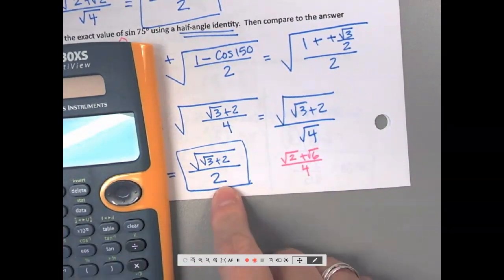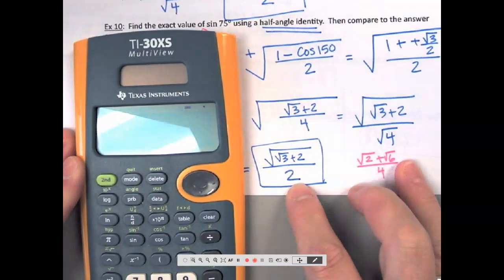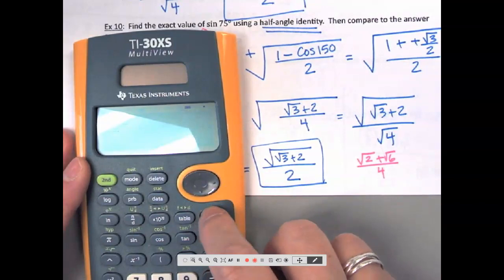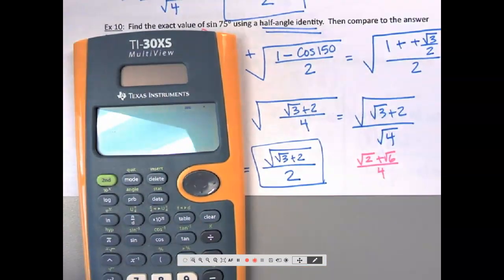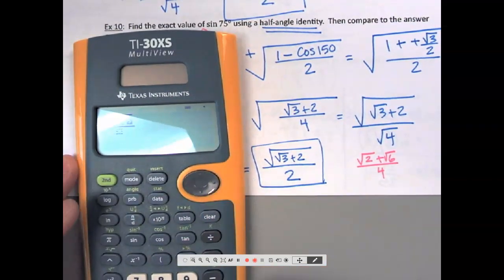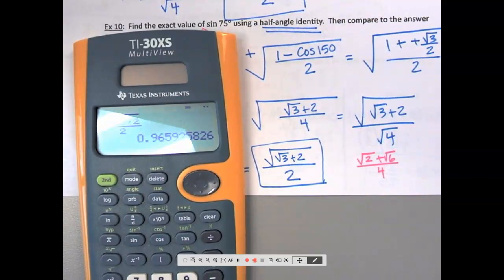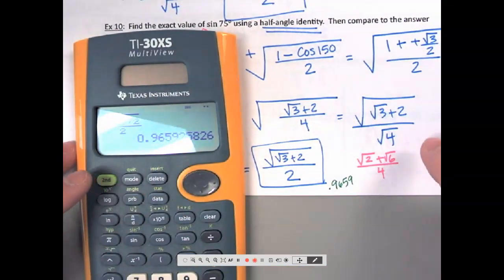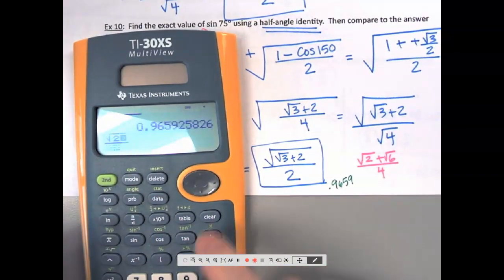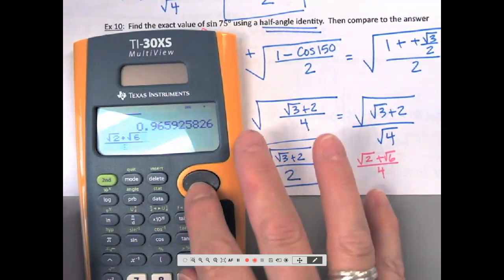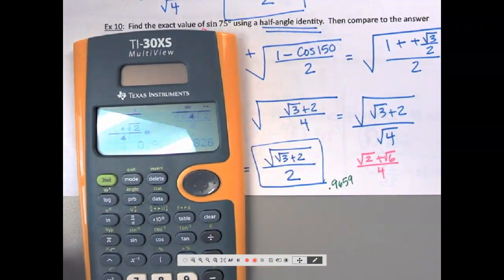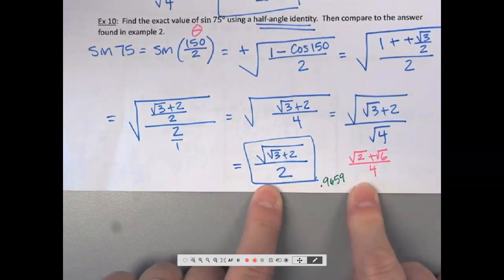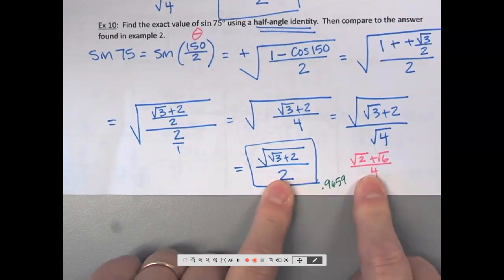Okay, so for the first one that we just did, square root, y'all see my calculator? There we go. Let's try that again. Big square root, new square root, 3 plus 2 over 2. 0.9659. Write that down. 0.9659. Okay, let's try this one. Fraction, square root 2 plus square root 6 over 4. Same thing. Cool. So, looks very different, but actually same number.